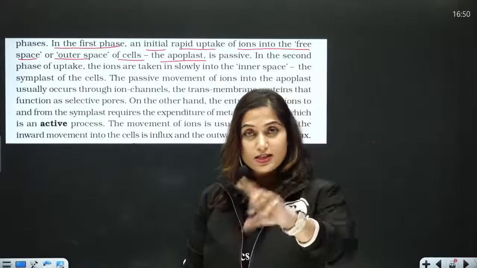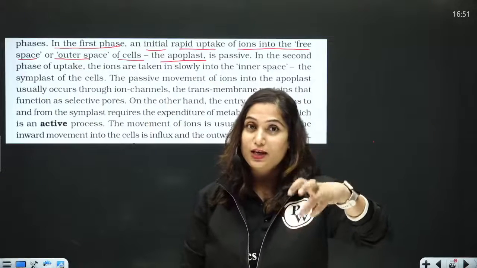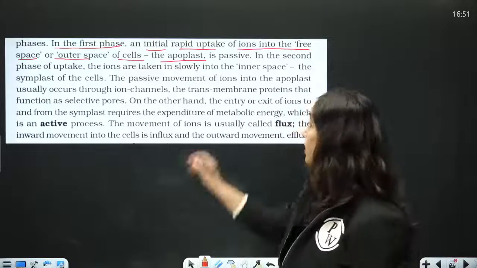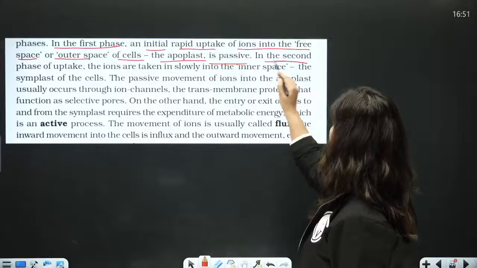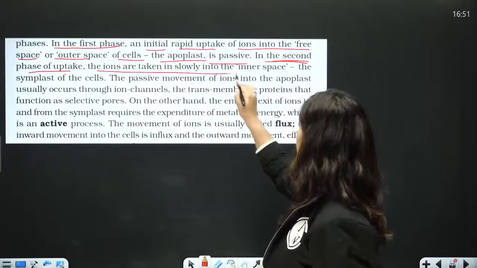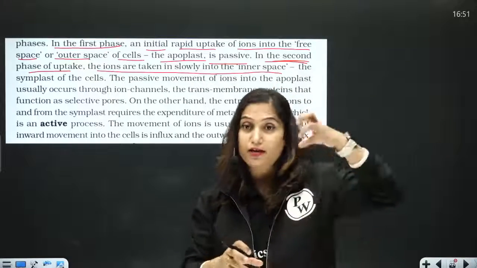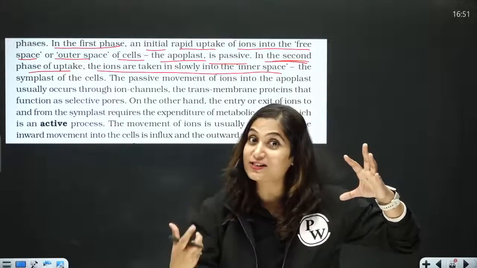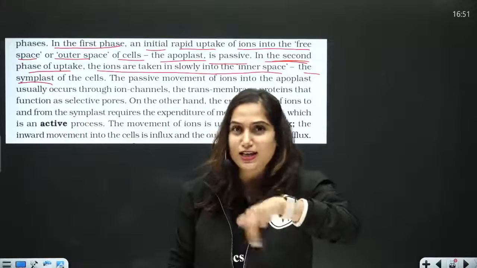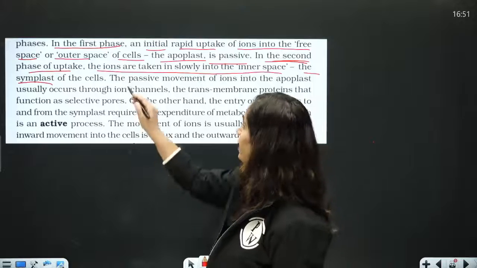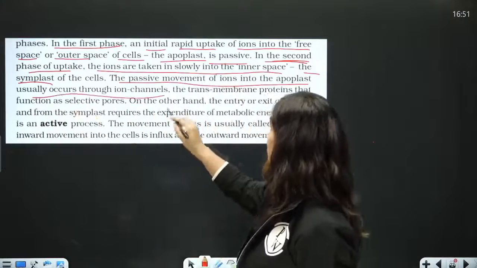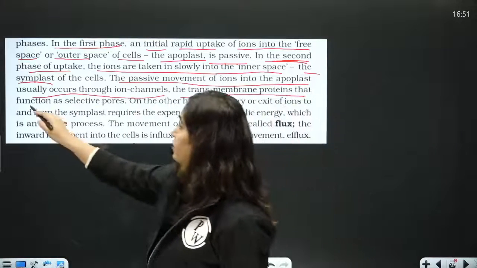The first phase is the uptake of ions into the dead space, the cell wall, that is the apoplast. Dead space is the apoplast or cell wall, which is passive. In the second phase of uptake, the ions are taken in slowly into the inner space, the symplast. The inner space of the cell, the living space of the cell, is called the symplast. The passive movement of ions into the apoplast usually occurs through ion channels, the transmembrane proteins that function as selective pores.